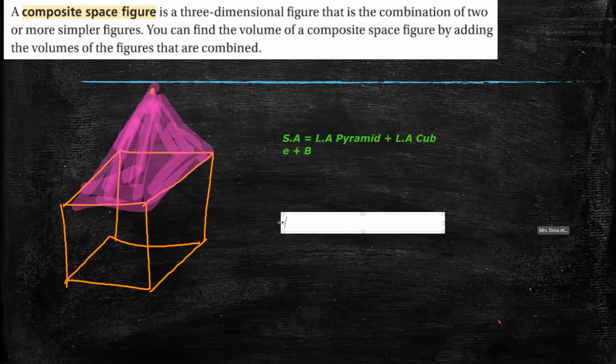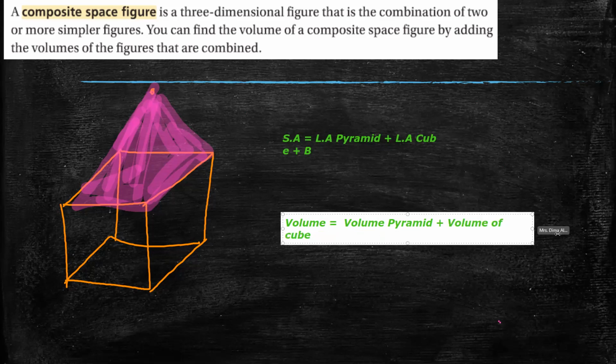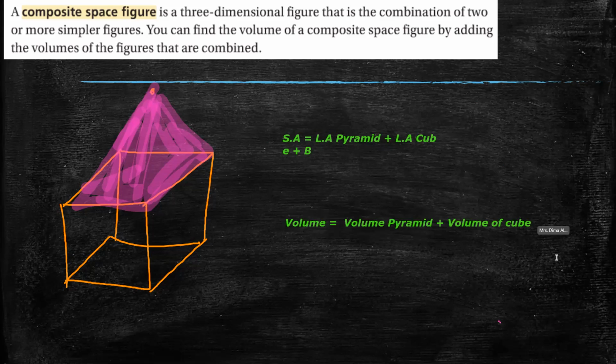But if you want to find the volume, you have to add the volume of the pyramid plus the volume of the cube without canceling anything. So the volume here is so easy. You have to add the volume of the pyramid plus the volume of the cube.